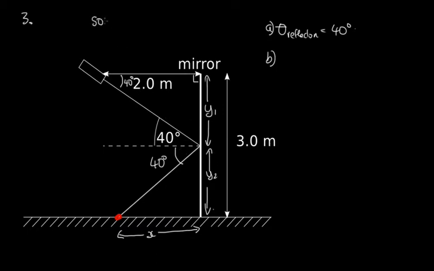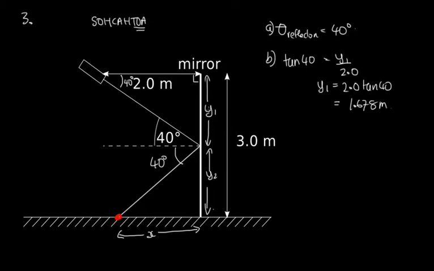And now we can use trigonometry, SOHCAHTOA. We know this angle, we know the adjacent side, and we want to find the opposite, so we'll use TOA, and so we know that tan 40 is equal to opposite, which is Y1, over adjacent, which is 2.0. So solving this tells us that Y1 is equal to 2.0 tan 40, which is equal to 1.678 meters. Now, Y1 plus Y2 equals 3 meters. So we know that Y2 is equal to 3 minus 1.678 meters. So Y2 is equal to 1.322 meters.